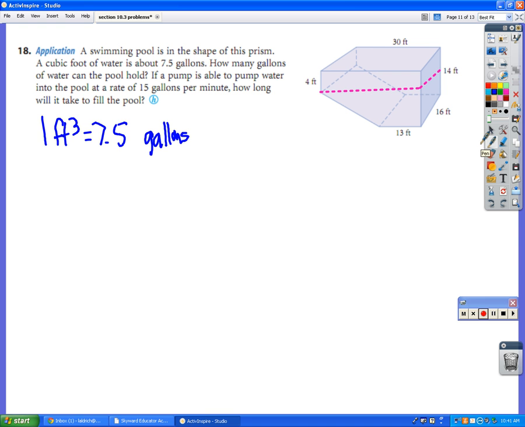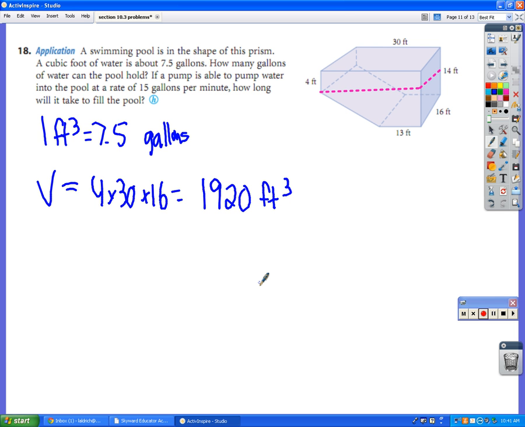the one on top, is easy to find the volume of because we know this dimension is 4, we know this dimension is 30, and what's this dimension right here? 16, right, because it's the same thing right there. So the volume of that is 4 times 30 times 16, which is, got that, Aaron? 4 times 30 times 16? 1,920. Okay, so that comes out to be 1,920 cubic feet.